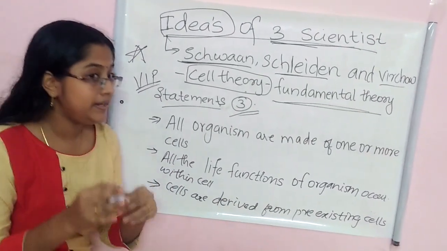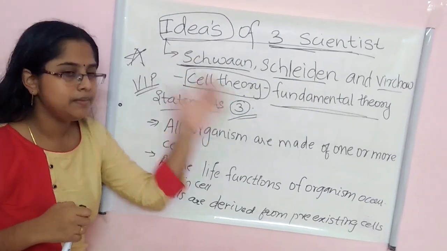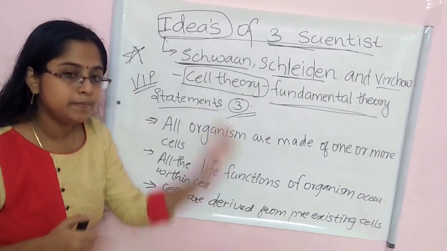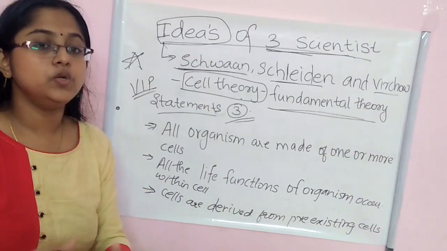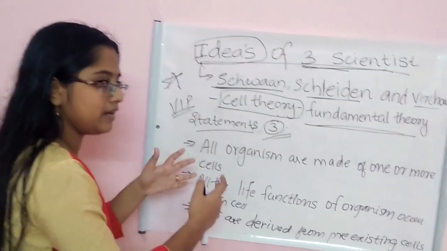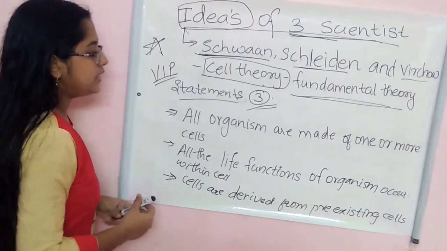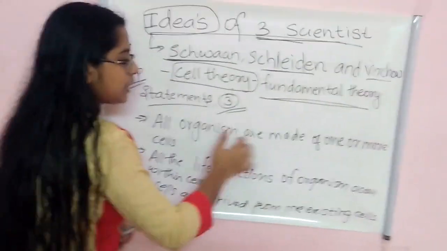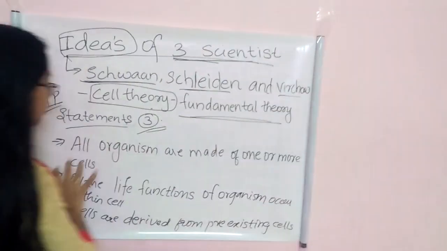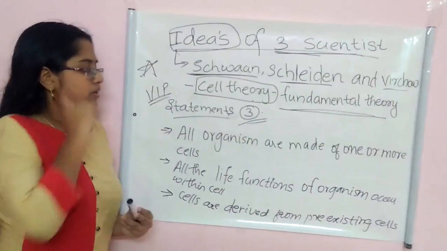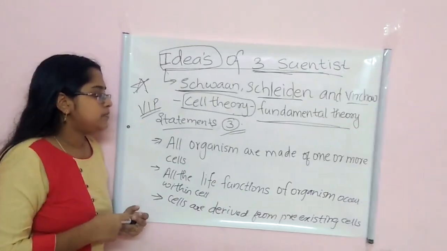I'm repeating that the cell theory is very important. You should compulsorily understand it. I'm not saying you should learn it by heart. You should understand what it is. The first statement is: all organisms are made up of one or more cells. There are some problems with that.